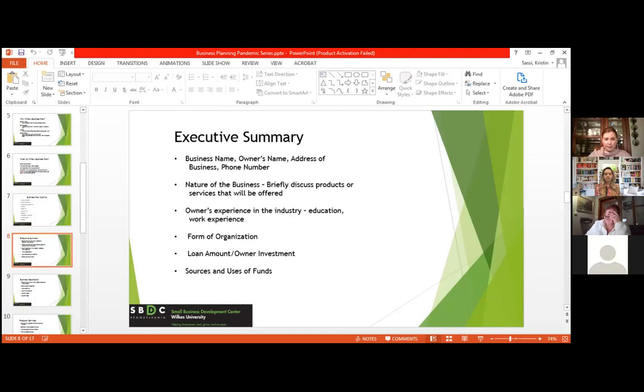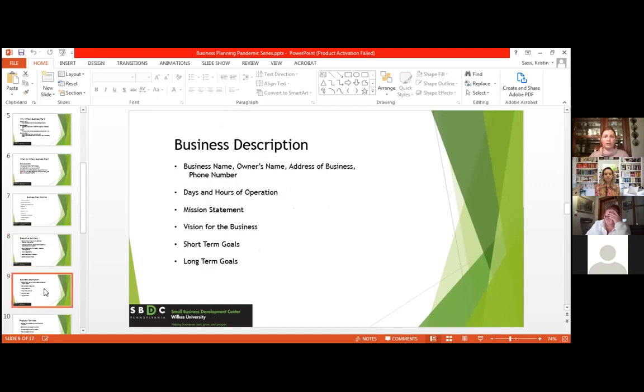After this is written, you can move on to your business description. Again, this is where it gets a little bit repetitive. Again, in this section, you want to write your business name, the owner's name, address of business, and phone number. You want to include your days and hours of operation. You want to come up with a mission statement and explain your vision for the business.